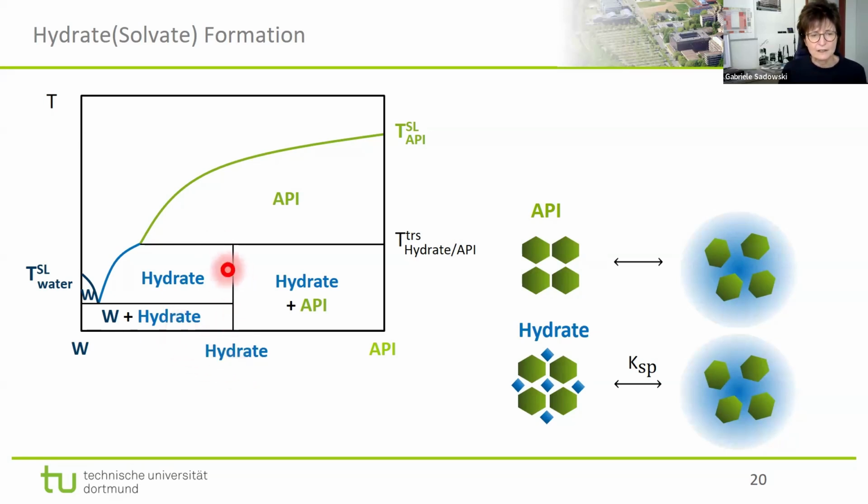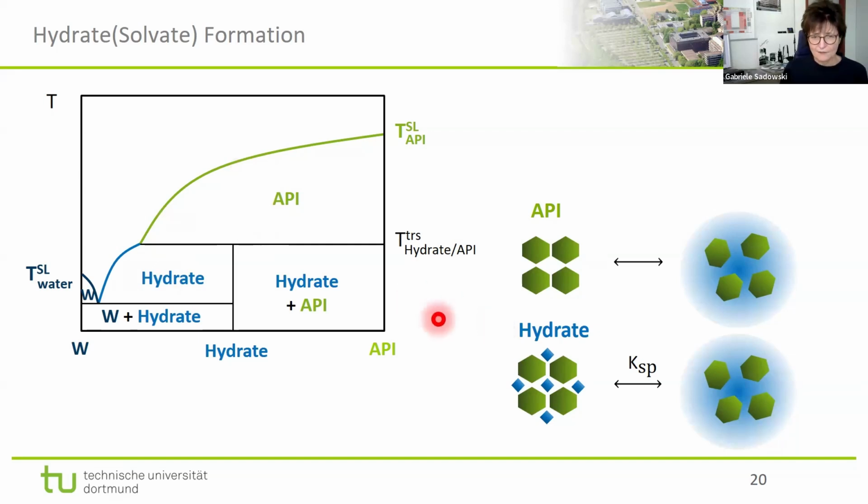On the left-hand side, we have the hydrate solubility, which is the blue line. Still the water solubility in the API. Below the eutectic, we have a mixture of water crystals and hydrate crystals. On the right-hand side, we have an equilibrium between the hydrate crystals and API crystals. And above a certain temperature, we then don't have the hydrate anymore, but we get API crystals.